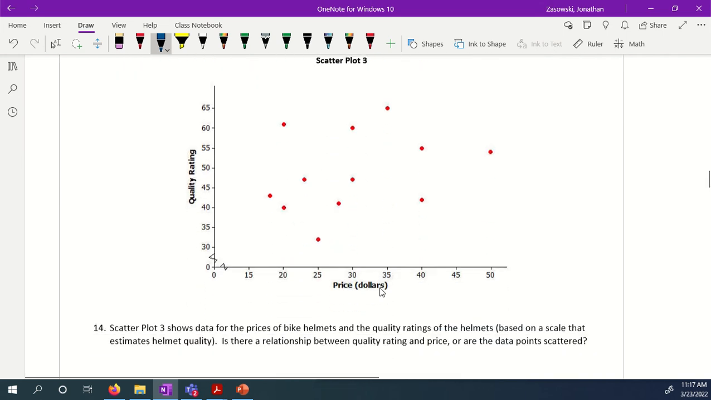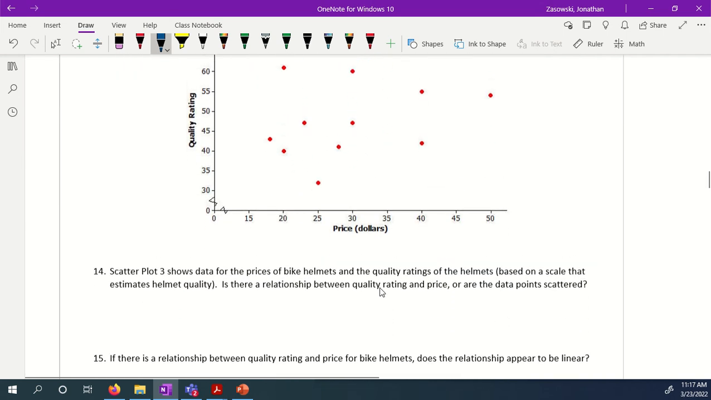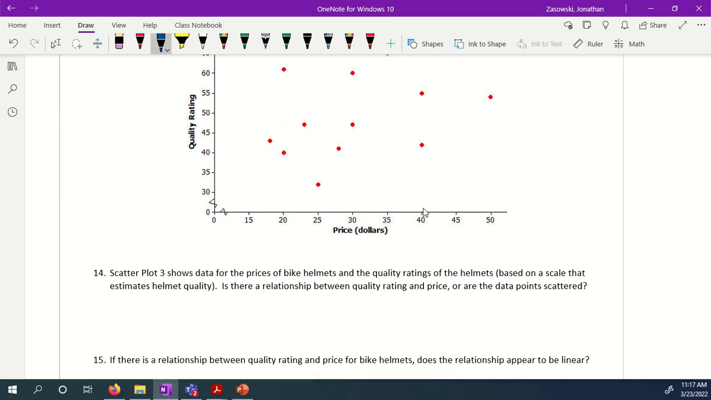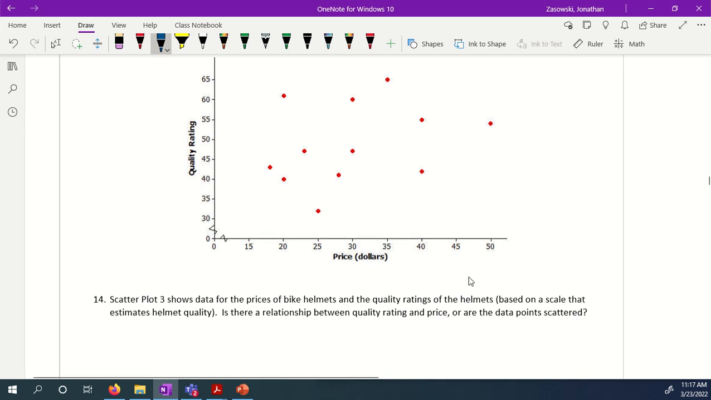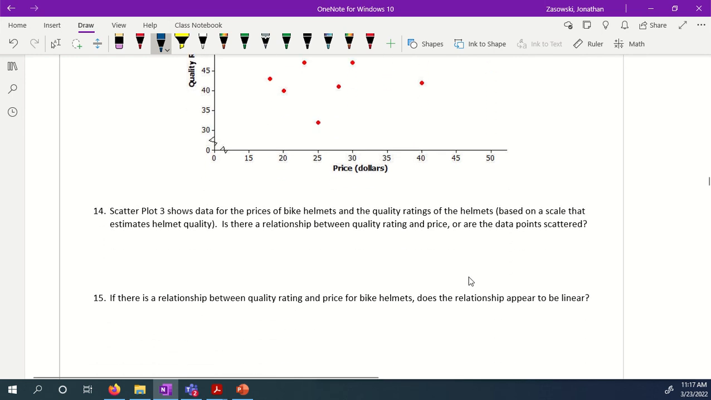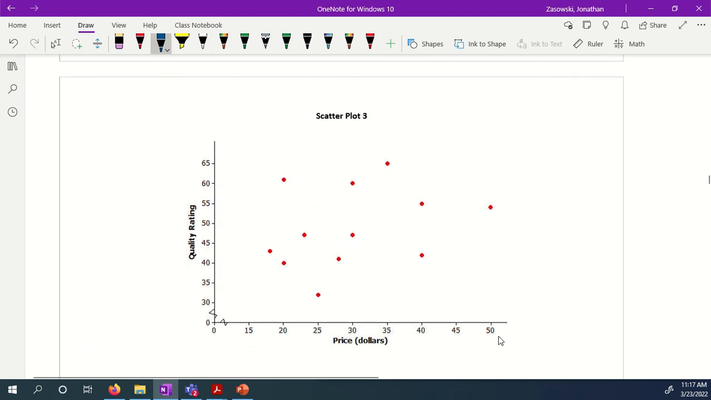Scatter plot number 3 on the next page shows the prices of bikes and the quality rating of helmets based on a scale that estimates their quality. What do you think? Is there a general trend here? If we look at the numbers at the start and the numbers at the end, does it tend to increase or decrease? Do we think that there's any sort of relationship there? And are the points scattered? Okay. And do we think that this represents a linear relationship?